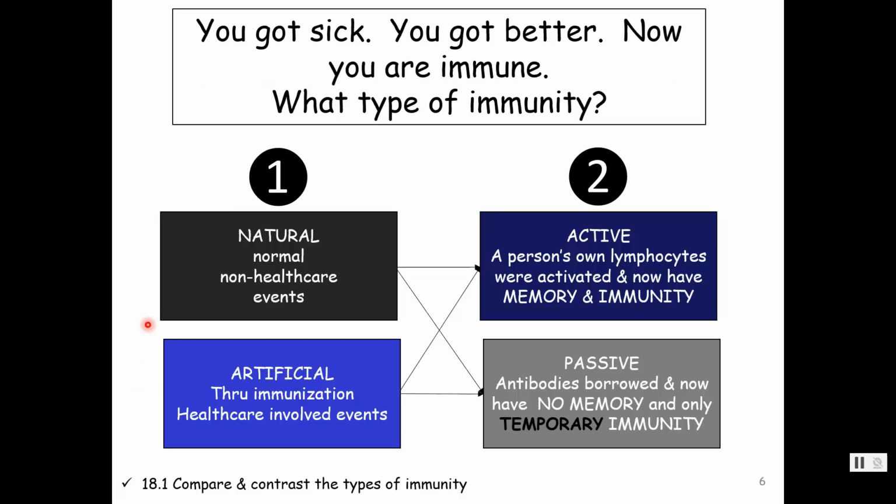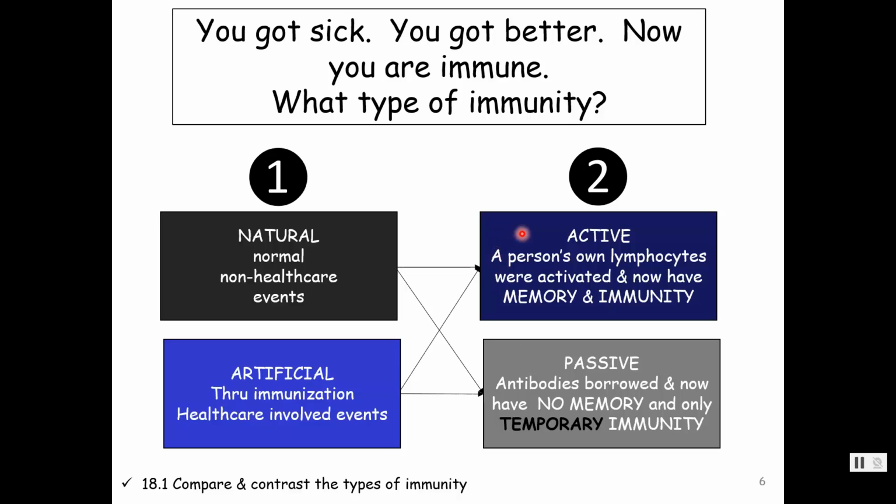Okay, so let's look at some examples. All right, so you got sick, you got better, you are now immune. What type of immunity? The first part of that immunity is either going to be natural or artificial. Just getting sick, that is just a natural course of events. This is going to be natural immunity. The second part of the word we want to know, is it active immunity or is it passive immunity? In this case, that person got sick, got better, and is now immune.